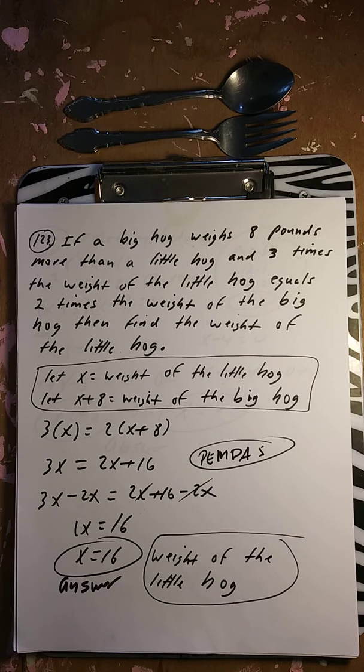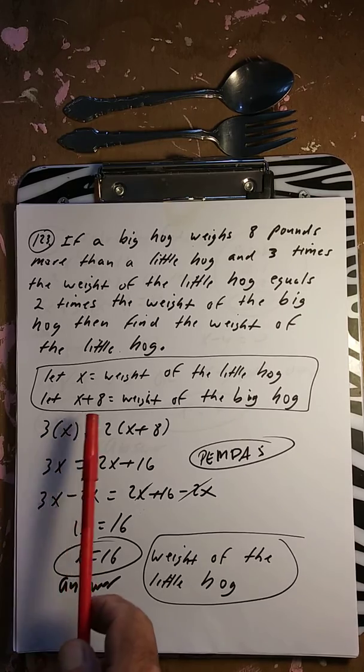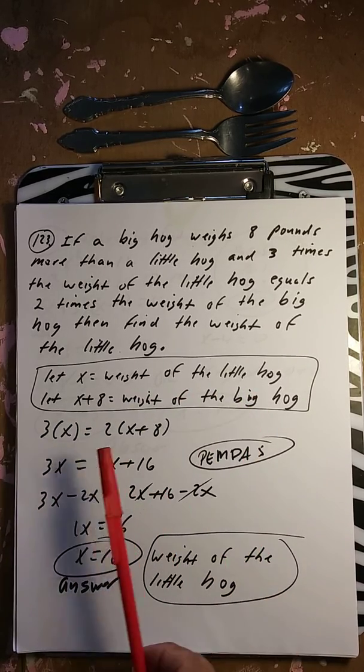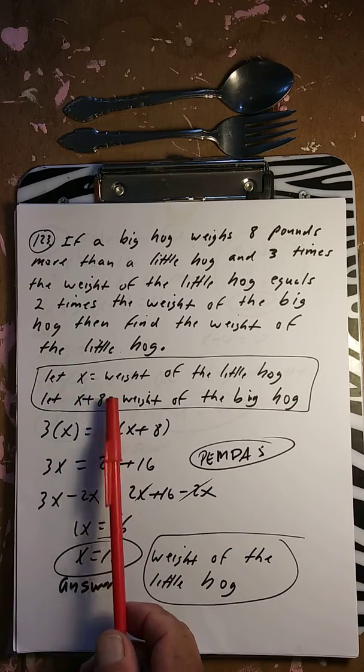If a big hog weighs 8 pounds more than the little hog, and 3 times the weight of the little hog equals 2 times the weight of the big hog, then find the weight of the little hog. Alright, let x equal the weight of the little hog, and x plus 8 is the weight of the big hog. So this one's more, little, big.